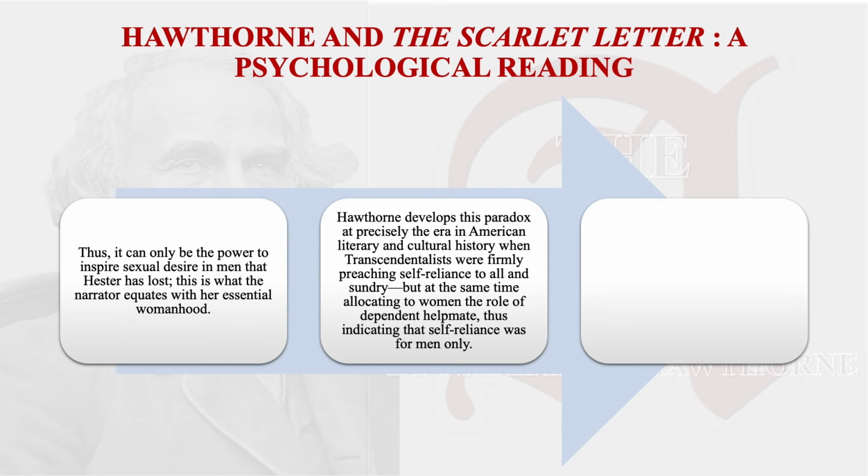Hawthorne develops this paradox at precisely the era in American literary and cultural history when transcendentalists were firmly preaching self-reliance to all and sundry, but at the same time allocating to women the role of dependent helpmate, thus indicating that self-reliance was for men only. In 1844, Margaret Fuller, whom Hawthorne came to know well while he lived at the Old Manse, wrote an essay on the topic, "The Great Lawsuit," subsequently expanded into a book called Woman in the Nineteenth Century, which is generally considered the earliest document in the American women's rights movement.